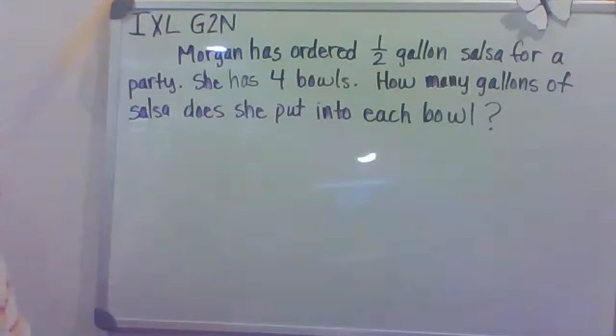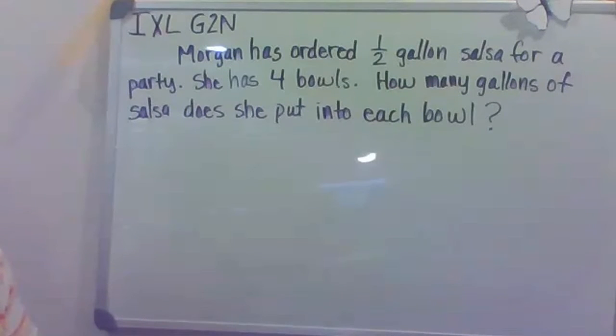Morgan has ordered a half-gallon of salsa for a party. She has 4 bowls. How many gallons of salsa does she put into each bowl? So I want you to think to yourself carefully. She has ordered a half a gallon. So does she even have 1 whole gallon? Nope, she doesn't. She has a half of a gallon of salsa for the party. She has 4 bowls. So think to yourself, what is being shared?